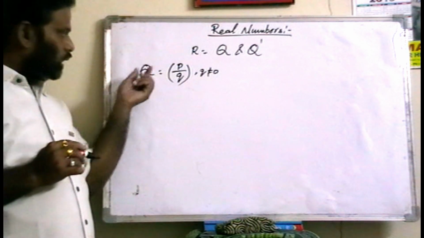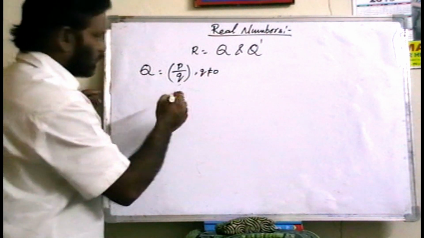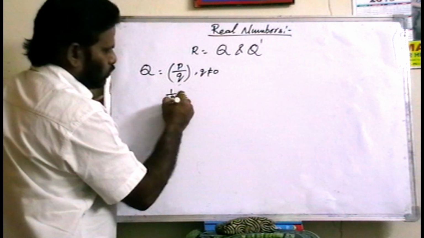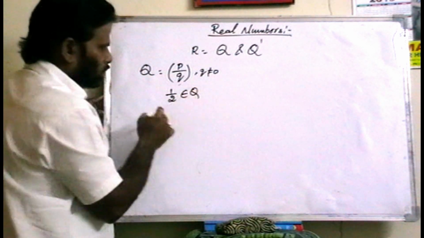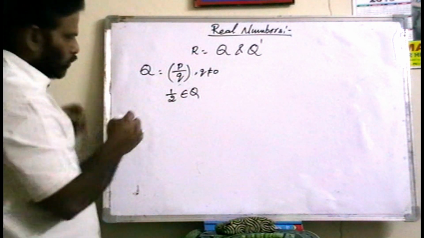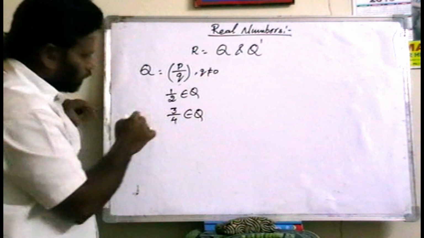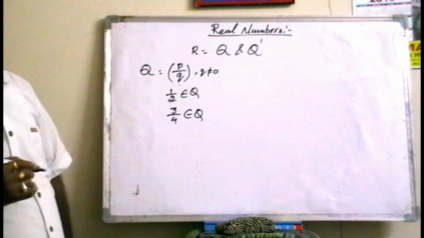Only numbers which can be written in the form of p by q. For example, 1 by 2 belongs to Q, which means it is a rational number. Why? Because it is in the form of p by q. And 3 by 4 is also a rational number, because it is also in the form of p by q.